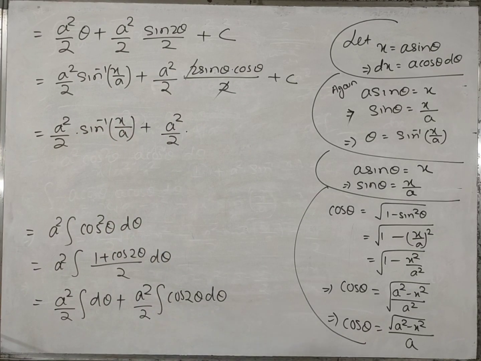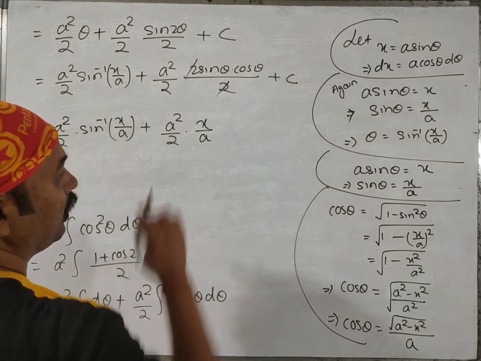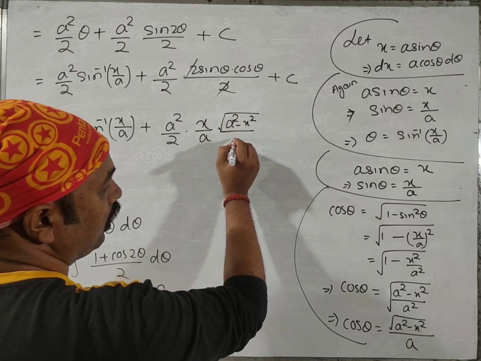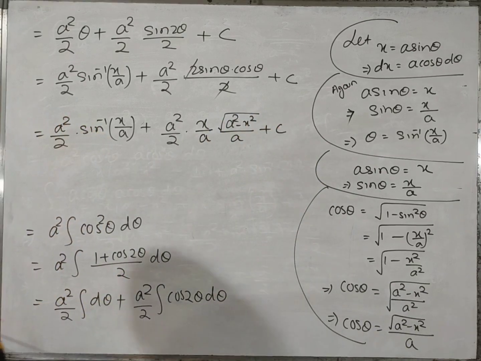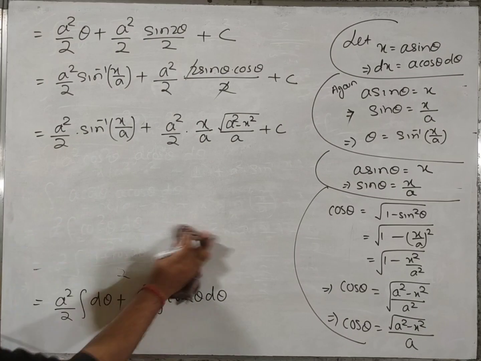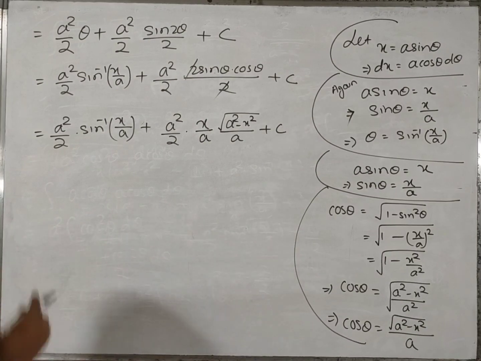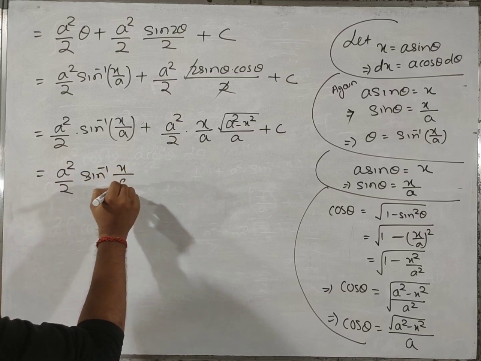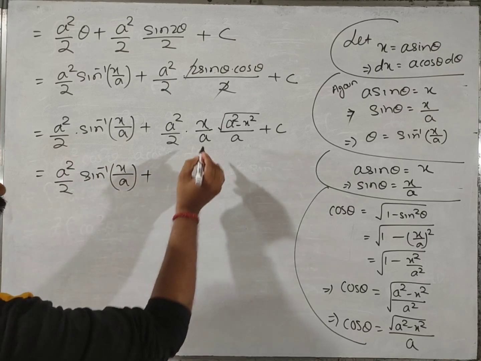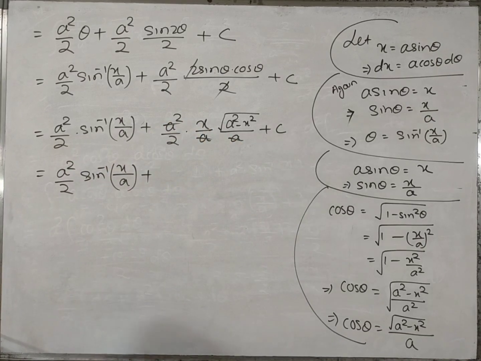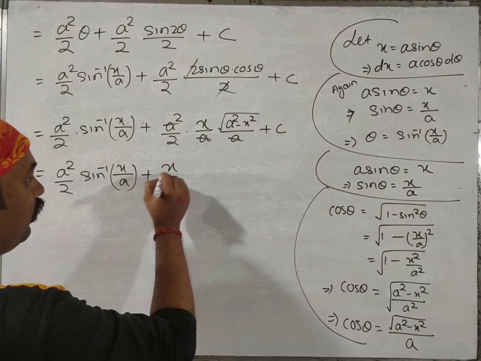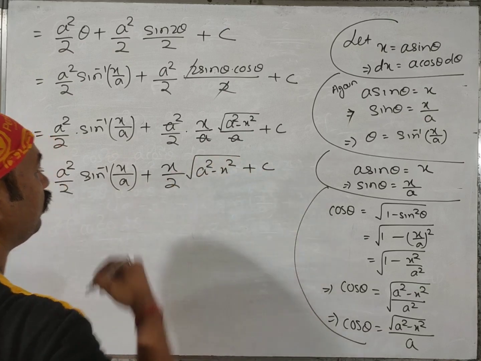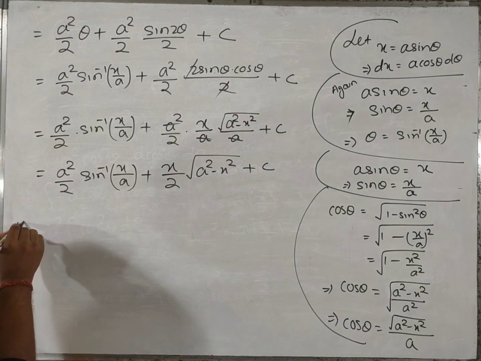In place of sin theta we can put x by a. In place of cos theta we can put square root of a square minus x square divided by a, plus c. Then it is a square by 2 sin inverse x by a plus, cancelling both of the a with the numerator a square, we have x by 2 multiplied with square root of a square minus x square plus c.